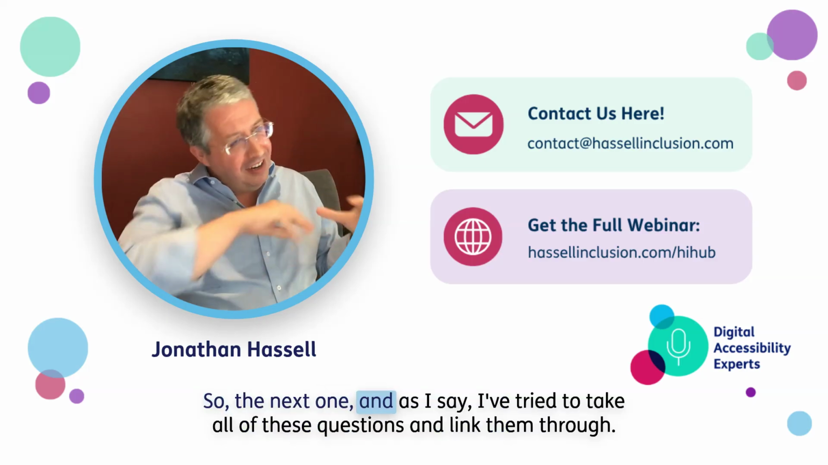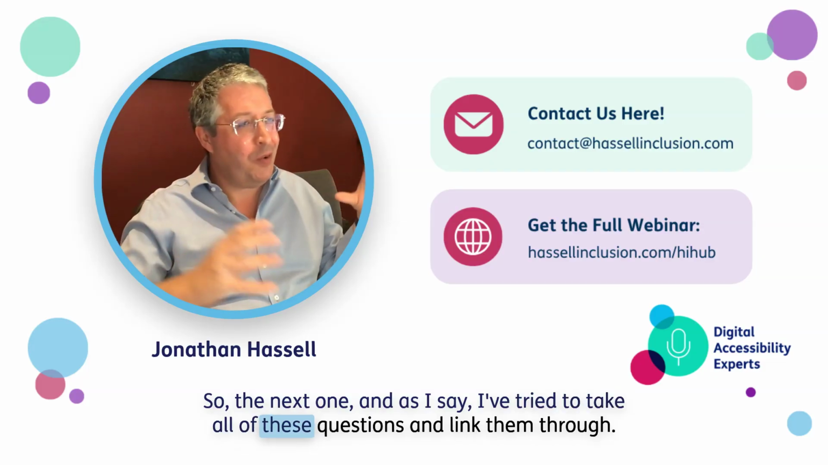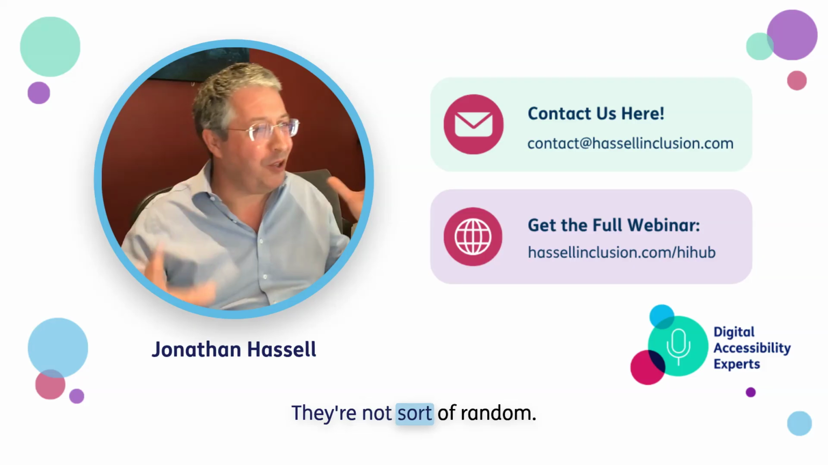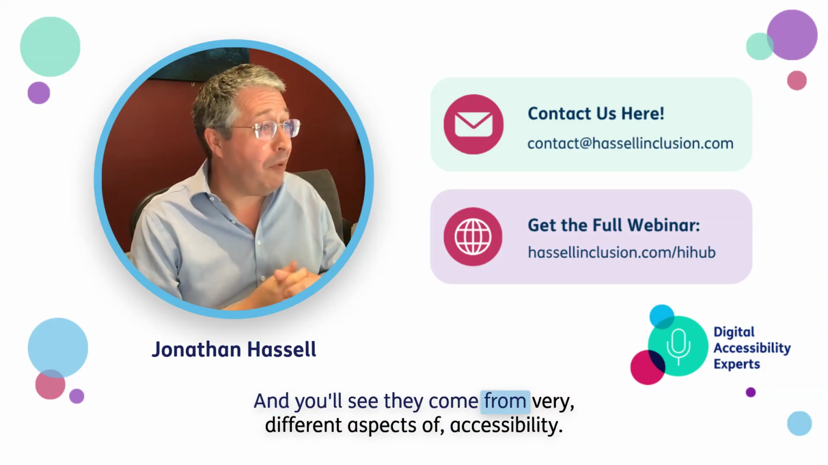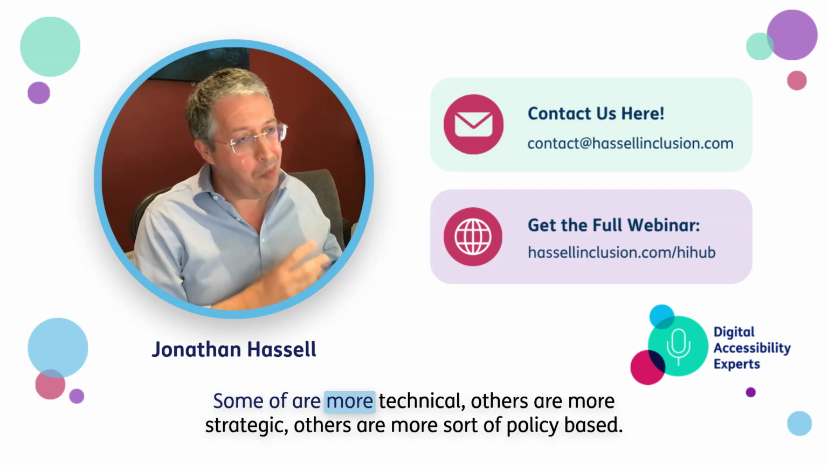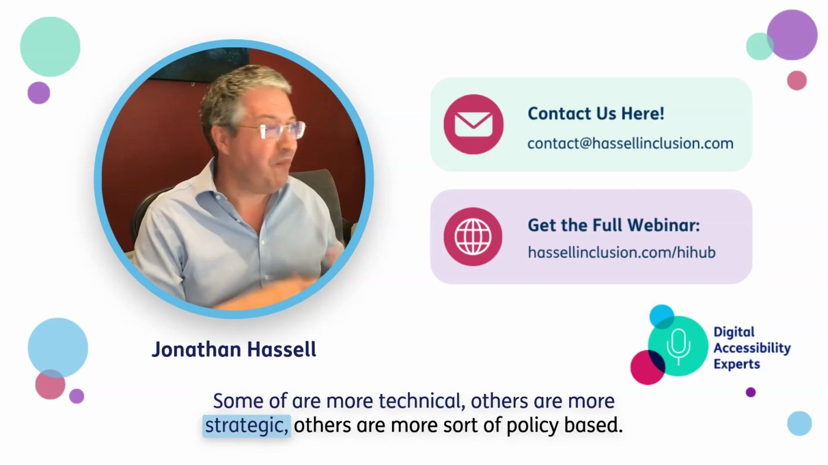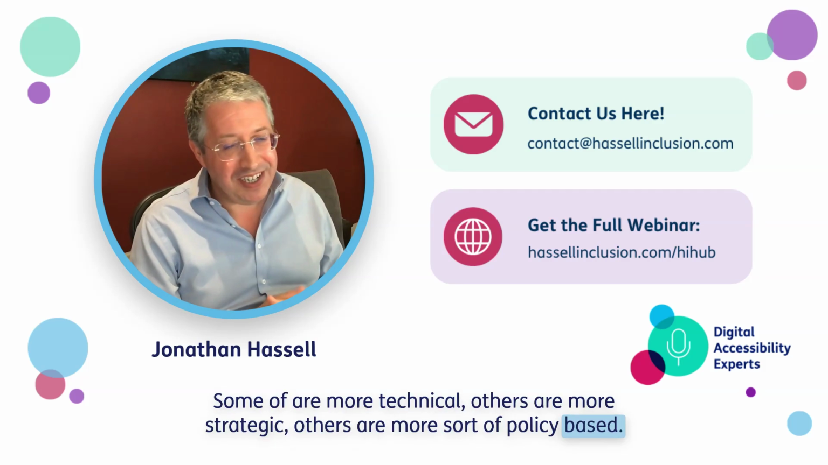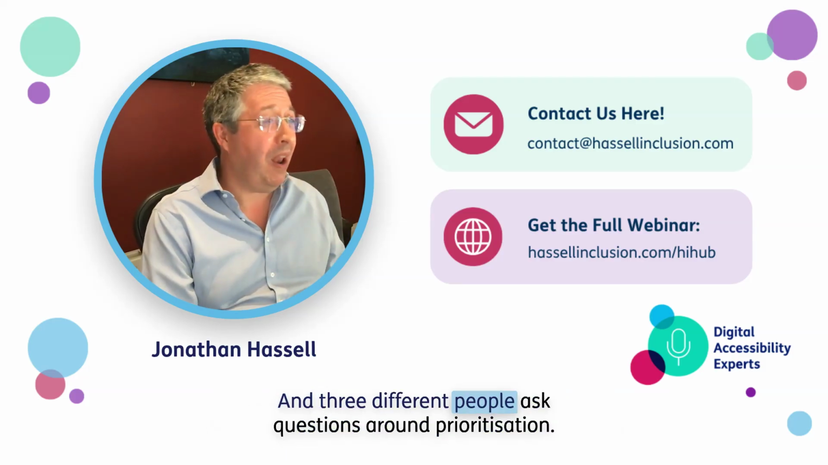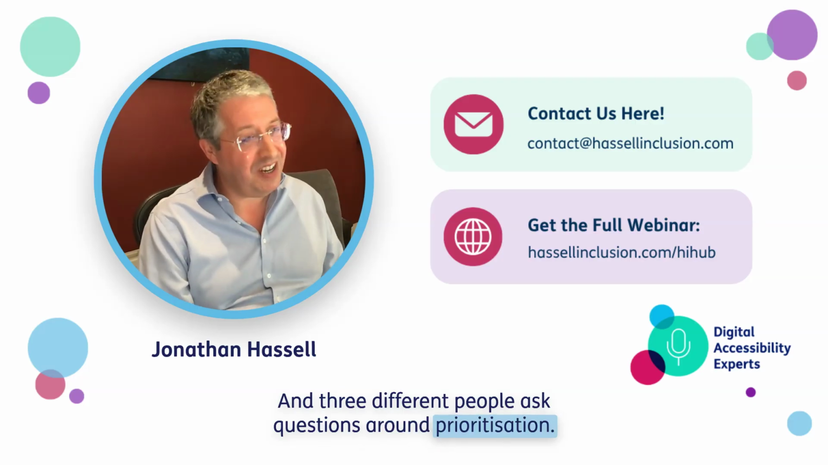So the next one, and as I say, I've tried to take all of these questions and link them through, so there is a bit of a thread going through. They're not random, and you'll see they come from very different aspects of accessibility. Some are more technical, others are more strategic, others are more policy based. This one is the more strategic side of things, and three different people asked questions around prioritization.